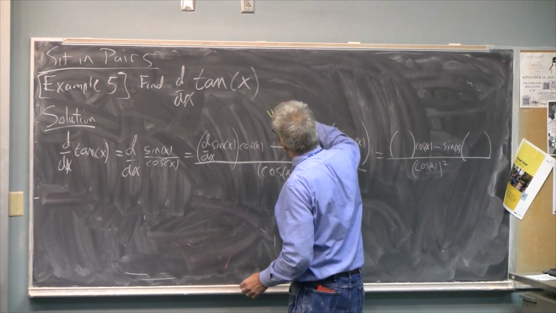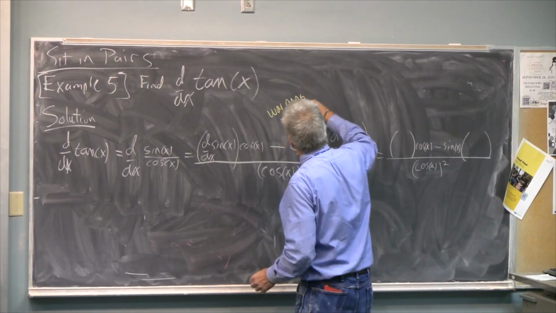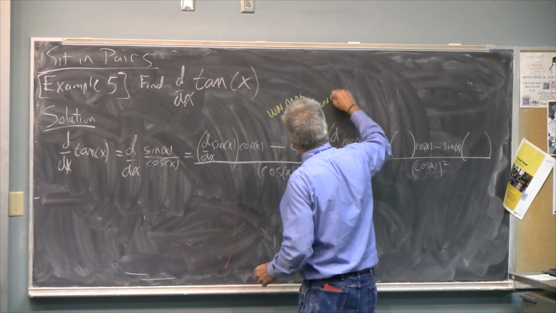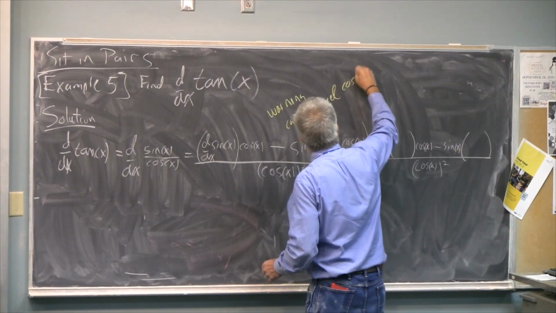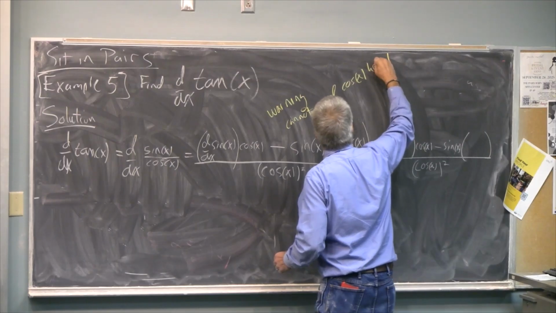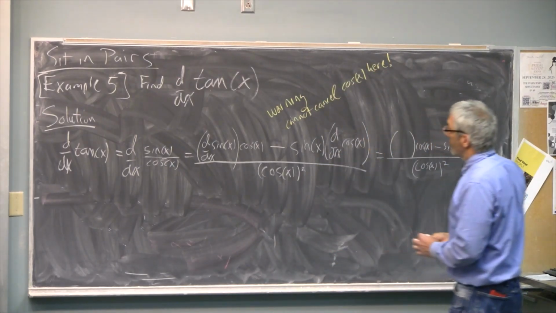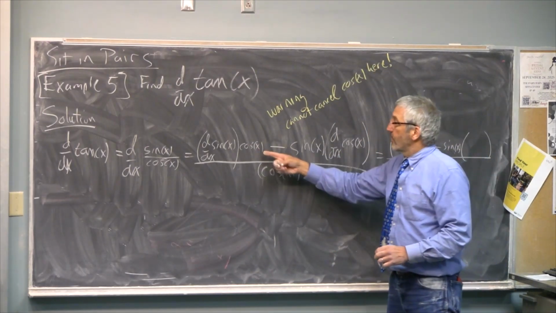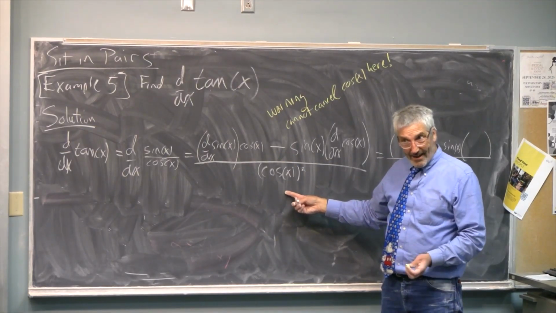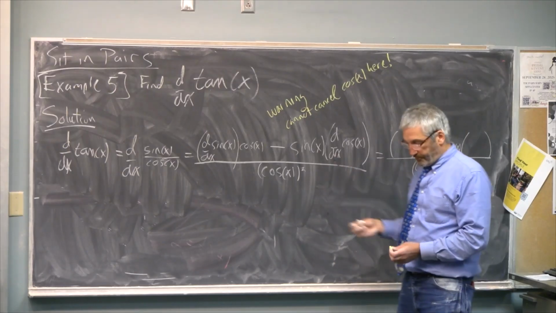So warning, you cannot cancel cosine of x here. In all of these quotient rule problems, you can't cancel the thing that's sitting there. There you've got bottom, and there you've got bottom squared. You can't cancel because there's no bottom over here.